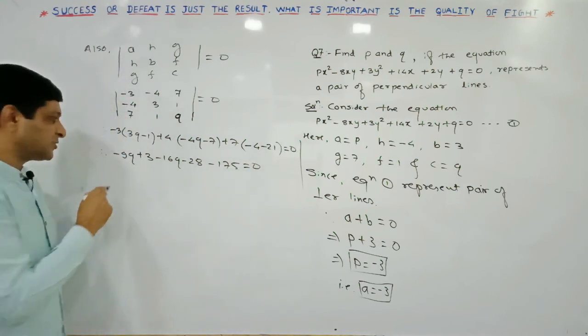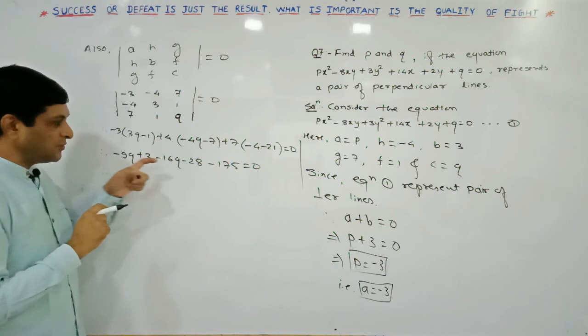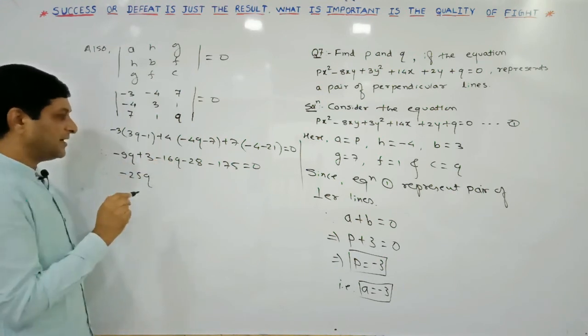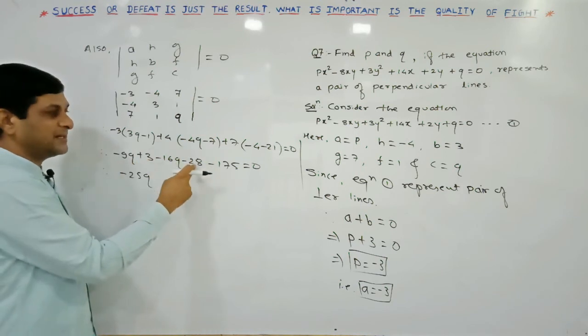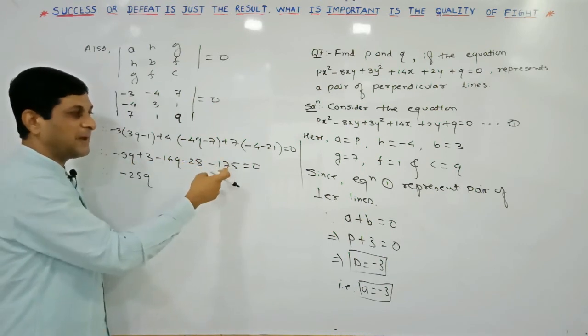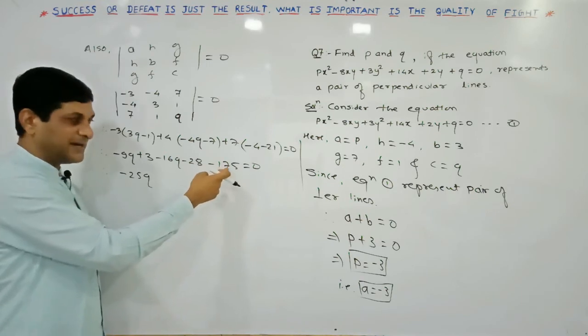Now collect the terms of q here. Minus 9q and minus 16q will be minus 25q. Again, we can observe that 3 minus 28 is minus 25 and minus 175 will be minus 200.